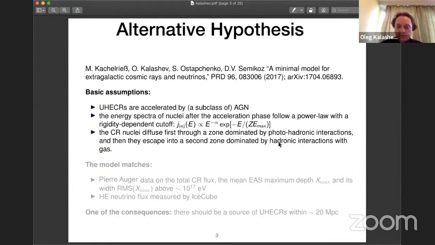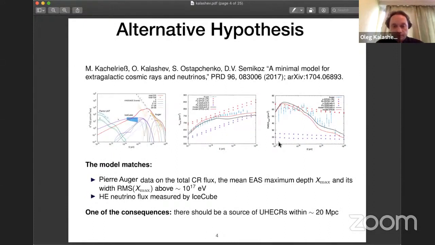So this model is quite nice, since we like it because it allows us to explain both the spectrum and also the Earth shower maximal depth measurements.